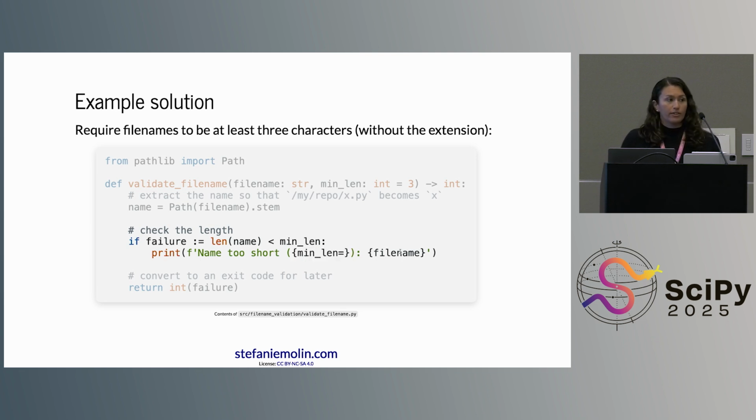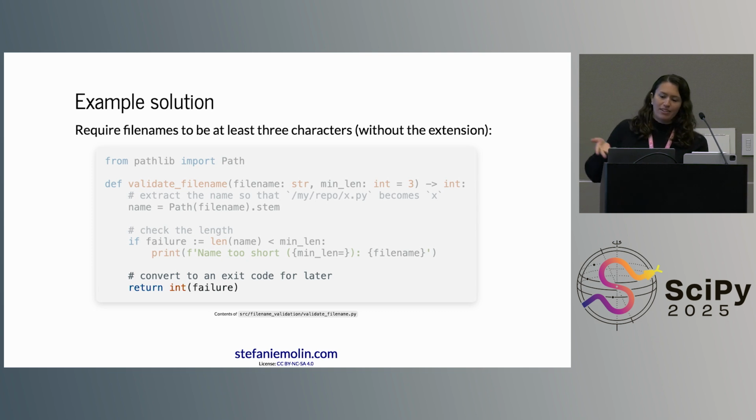And failure is a Boolean. We're just going to convert that to an integer, just so that what I told you about the int is true. But you can actually return the Boolean, and because True is 1, it's going to handle it correctly in Python, because they're going to be converted to integers under the hood.